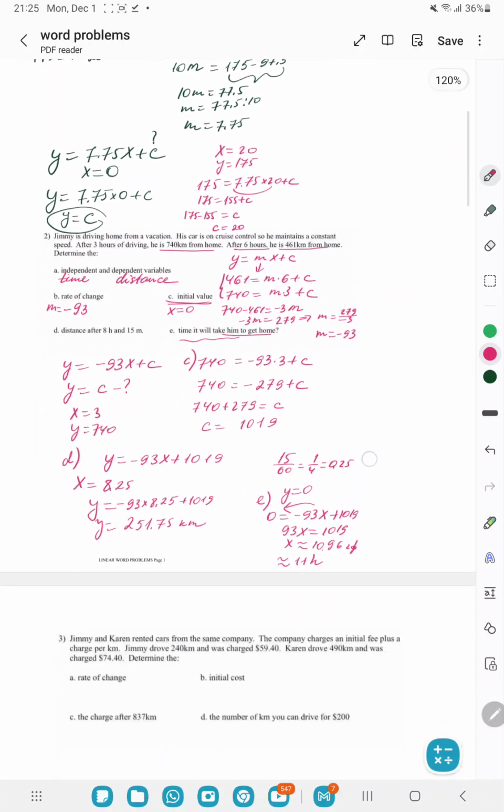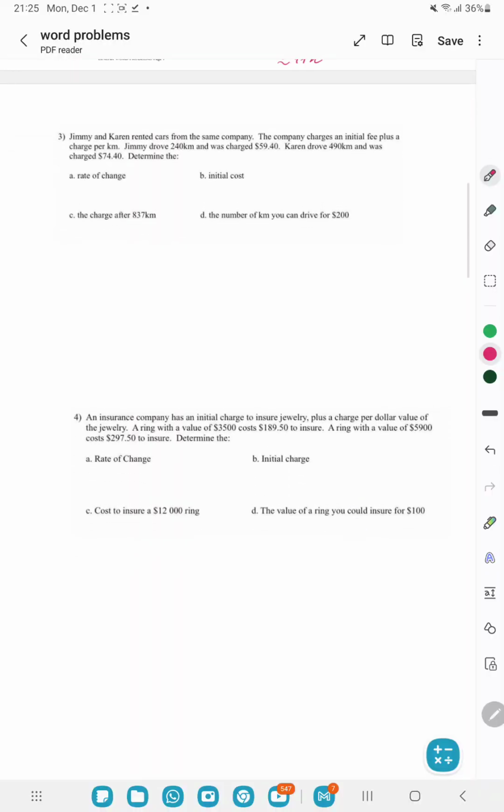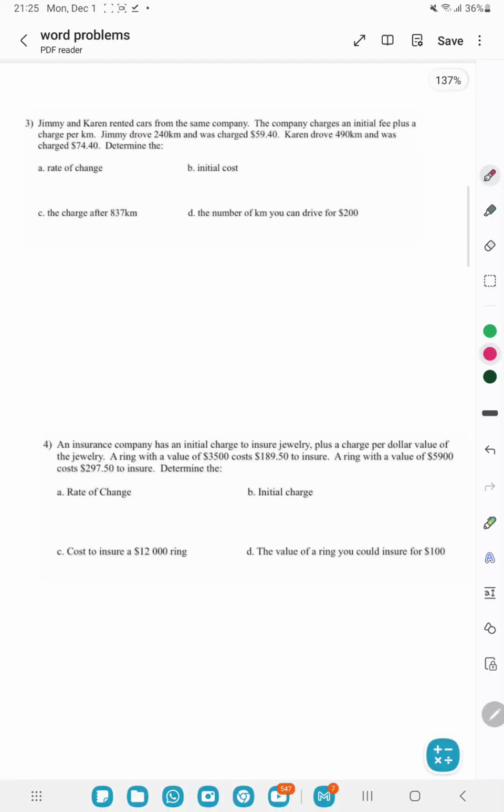All right, next question. Jimmy and Karen rented cars from the same company. The company charged an initial fee plus a charge per kilometer. So the initial fee, guys, you can always refer to as c. It's like y equals mx plus c. You have c, it doesn't change regardless of the x. All right, so we will just discover what x is here.